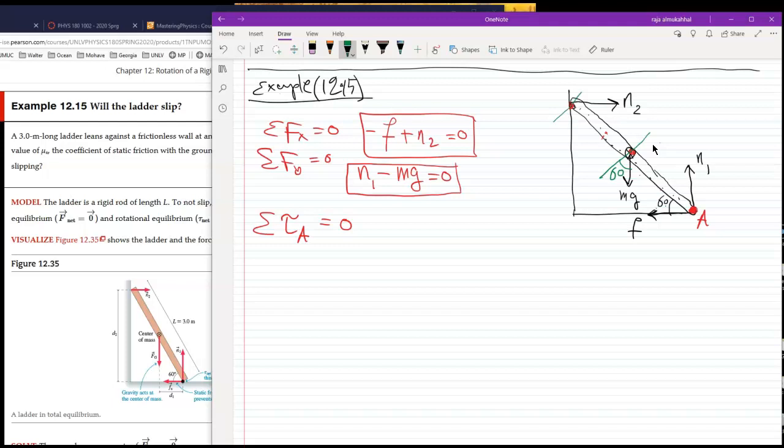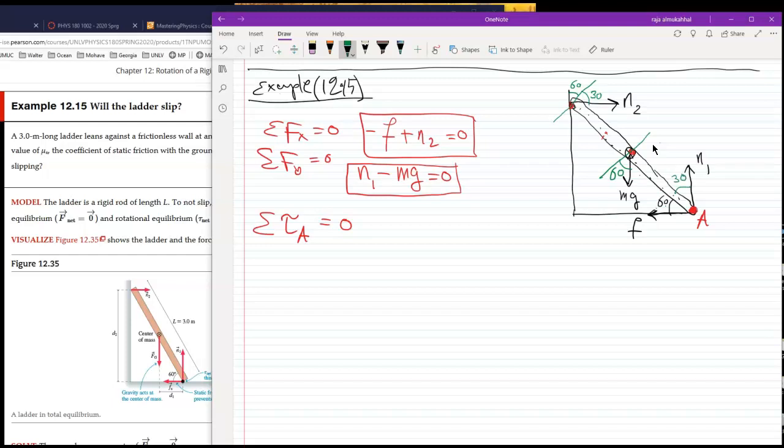Now, if I draw the same vertical line normal to the ladder, this would be 30, right? This would be 60, however, right there. You can pick whichever angle you want. What else do I have? And of course, this one here, it would be what? 30, right?